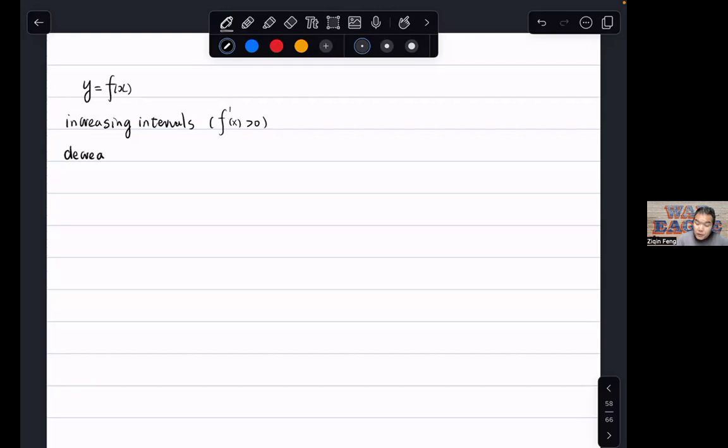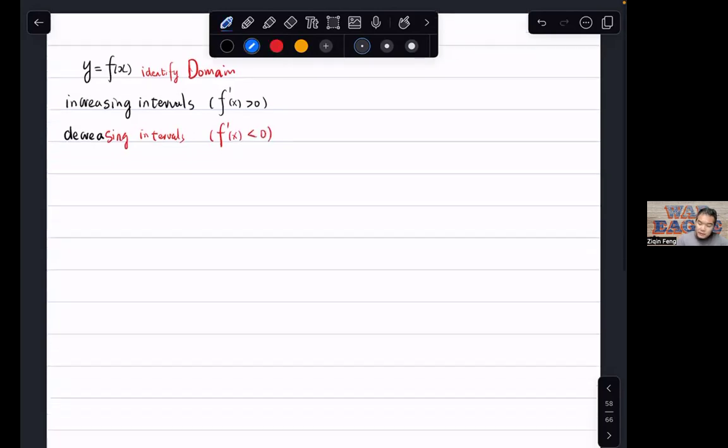And for sure, before you do anything, you need to know the domain of this function. Domain is very important, so we want to identify the domain. If you have the domain, you can sketch the graph on the domain using the given information. Decreasing intervals are where f prime of x will be less than 0.